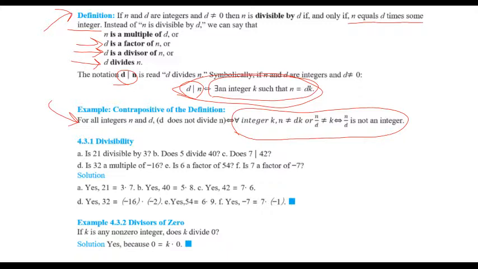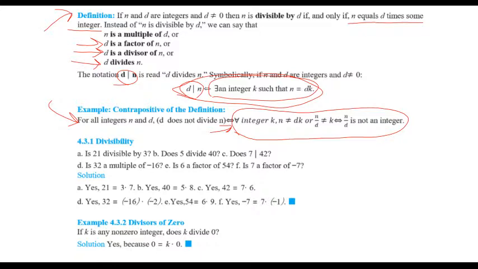Now the negation of that becomes a universal statement in this form. We say for every integer k, n cannot be written as d times k, or n over d is not equal to k, which the whole thing is equivalent to saying n over d is not an integer, right? Because n over d is not equal to k for every integer k, so n over d cannot be an integer, right? So basically what we got is this.